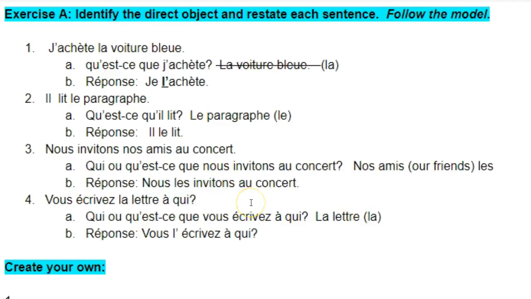Number 4. Vous écrivez la lettre à qui? You're writing the letter to whom? To whom or to what are you writing the letter? La lettre is what you're writing. To whom is the question being asked. We can't answer that section, even though technically this would be the indirect object pronoun. You're writing it to whom? Who are you writing it to?